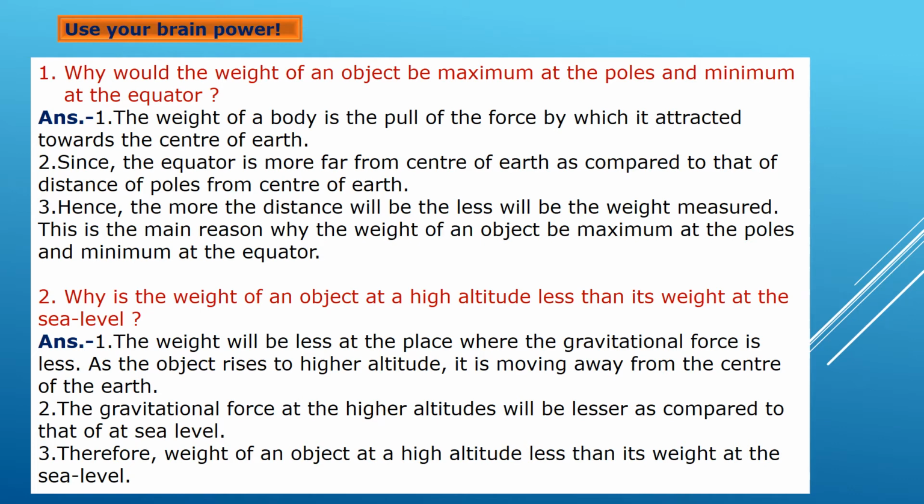Now, second question, children. Why is the weight of an object at a high altitude less than its weight at sea level? The weight will be less at the place where the gravitational force is less. As the object rises to a higher altitude, it is moving away from the center of the earth. The gravitational force at higher altitudes will be lesser as compared to that at sea level. And therefore, the weight of an object at a high altitude is less than its weight at sea level.